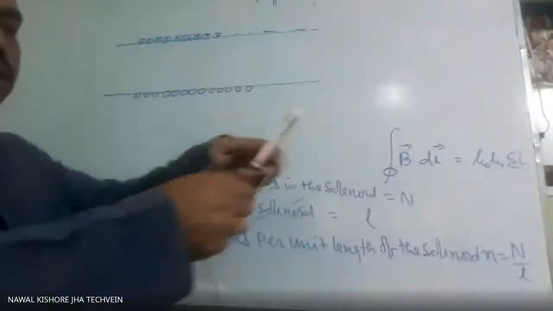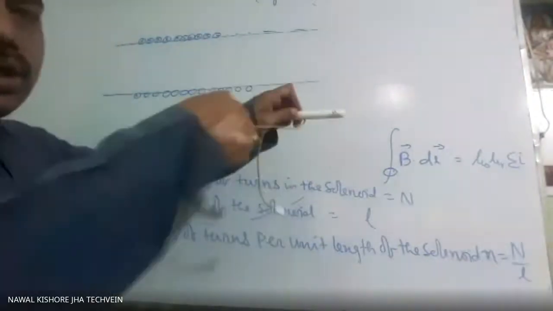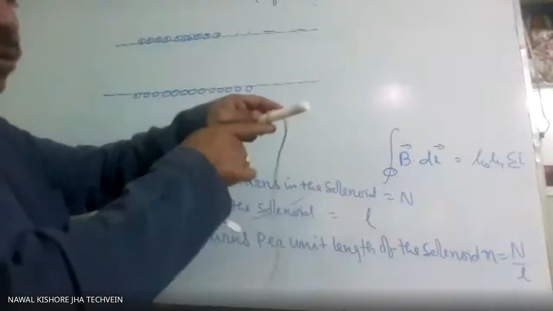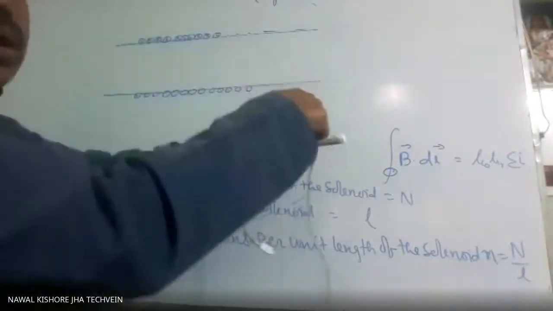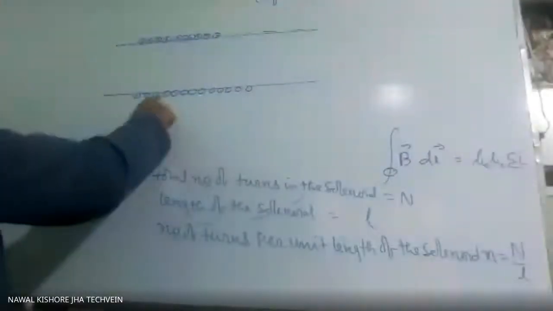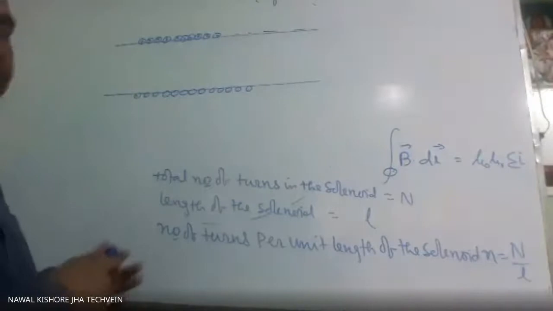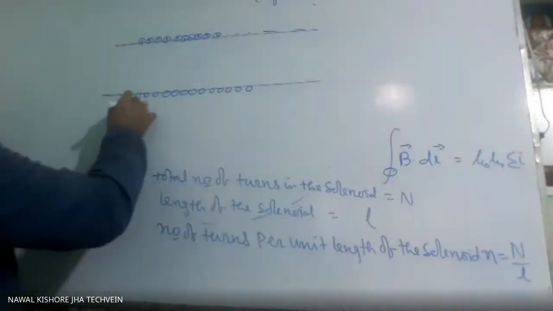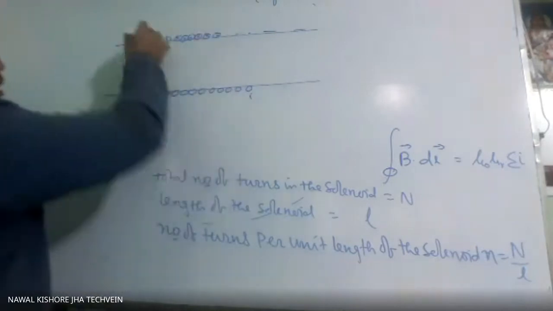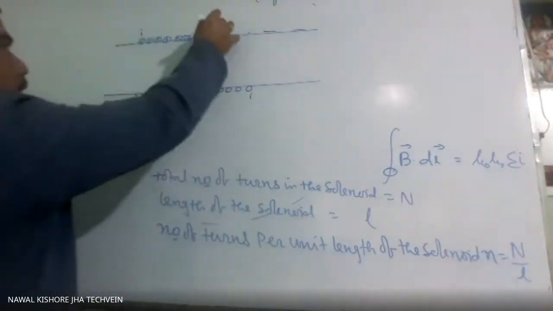Suppose it is coming like this, then it is coming this way. Current is here on this side, whereas here it is going inside. So that point we are showing here, that is all the current. That means this is the position of the loops. Each has current I only. Here I is coming out, here I is going inside.